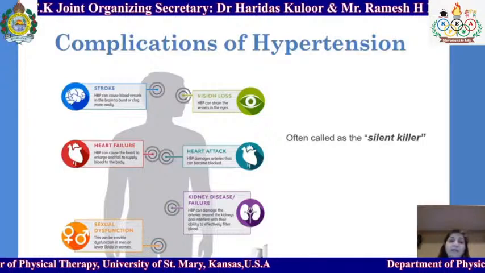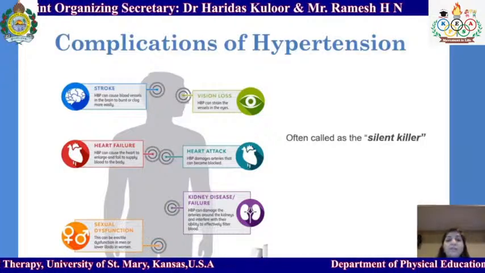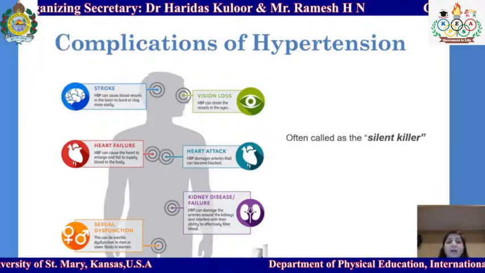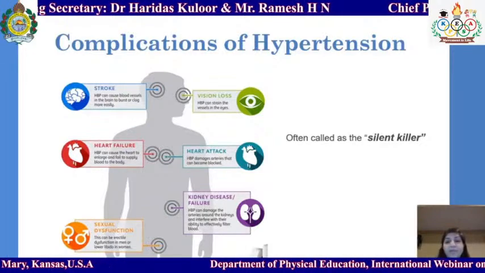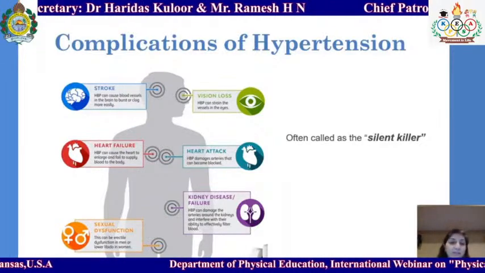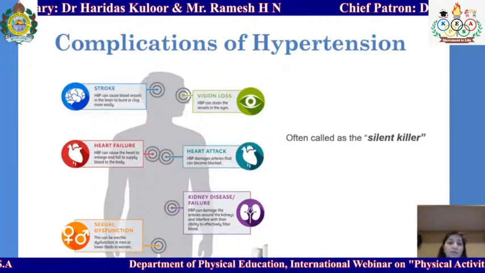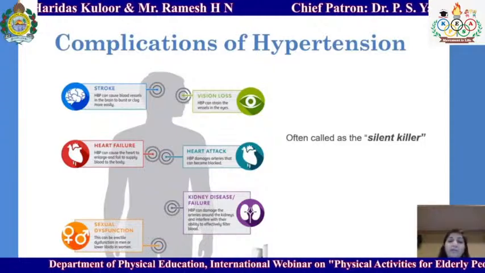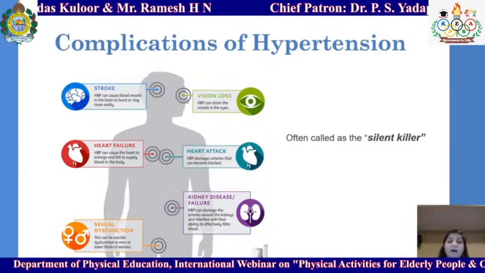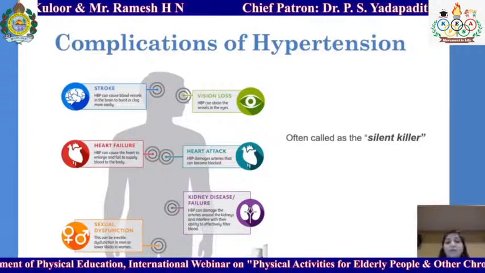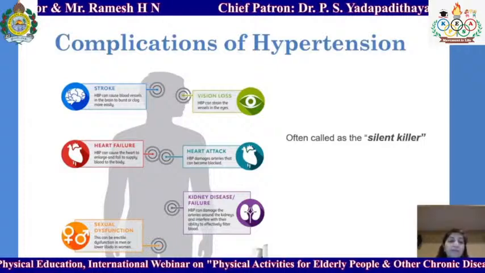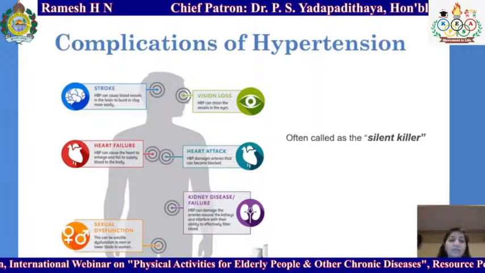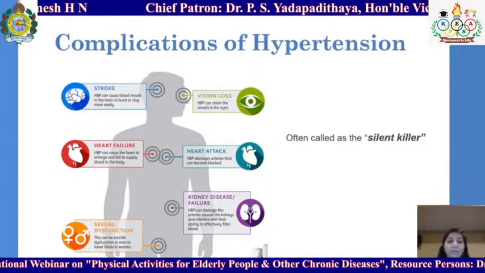Hypertension can make the heart work harder, and when the heart works harder, it can increase its size, it can get hypertrophy, and ultimately there could be heart failure. It can also lead to heart attacks by damaging or blocking the arteries. Hypertension can also cause kidney diseases. It can damage the arteries around the kidneys and can interfere with the ability to filter the blood. It can also lead to some sexual dysfunctions like erectile dysfunction in men and lower libido in women.